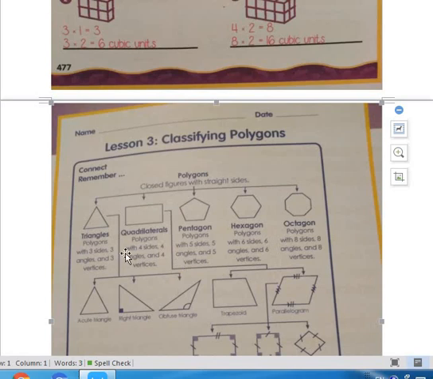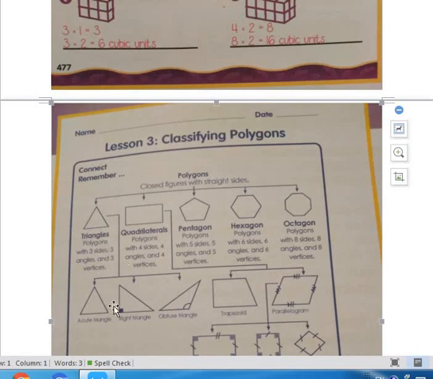Quadrilaterals are polygons with 4 sides, 4 angles, and 4 vertices. Pentagon: 5 sides, 5 angles, 5 vertices. Hexagon, okay, remember hexagon: 6 sides, 6 angles, 6 vertices. Octagon: polygons that have 8 sides, 8 angles, 8 vertices.